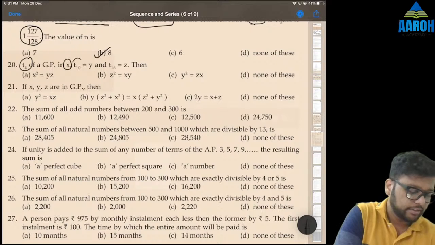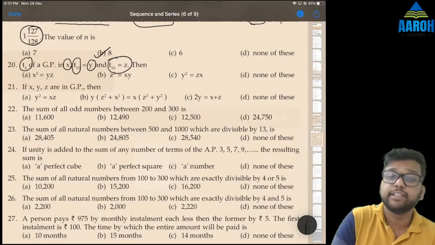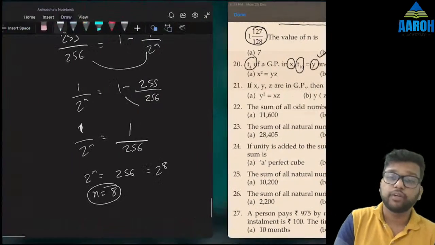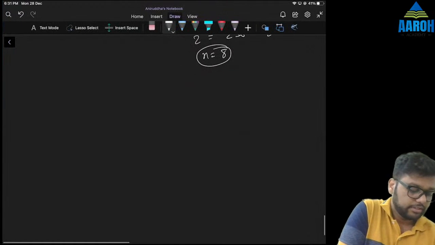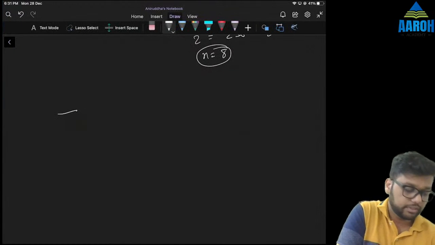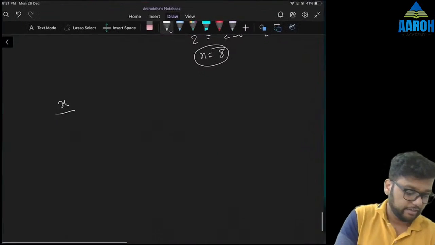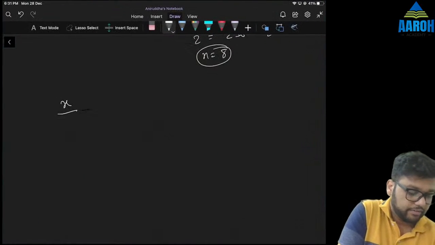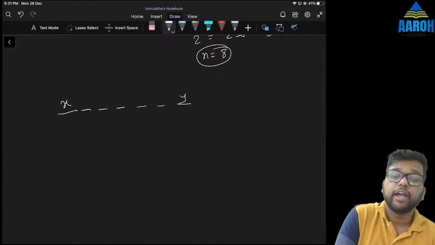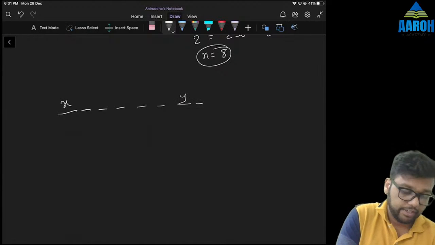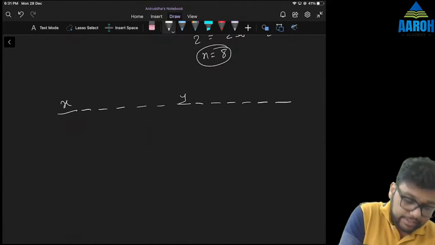T4 is X, T10 is Y, T16 is Z. Then what is the relationship they are asking? See, T4, the fourth term, is X. Then T10 is Y, that is 5, 6, 7, 8, 9. The 10th term is Y, and the 16th, that is 11, 12, 13, 14, 15. The 16th term is Z.